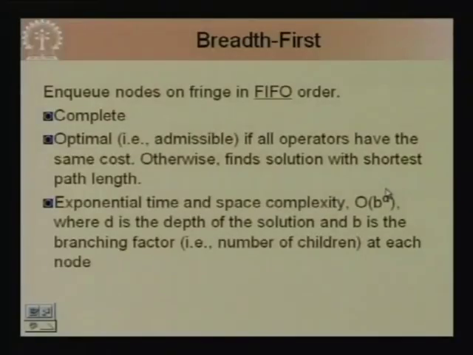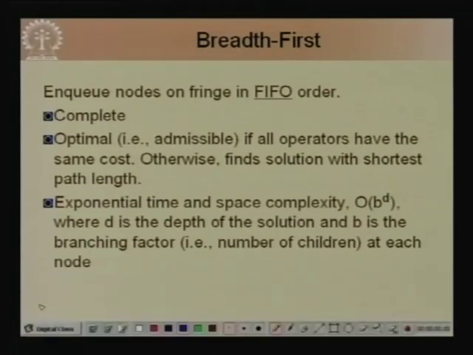So under this assumption, let us look at the properties of breadth first search. We have seen that in breadth first search, the generated nodes are put at the back of fringe, that is, new nodes are put on the fringe in first in first out order or FIFO order, like a queue. So fringe is actually implemented as a queue. New nodes are put at the back of the queue and the node to be expanded is the first node in front of the queue.